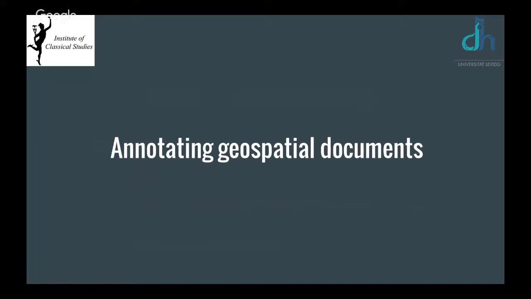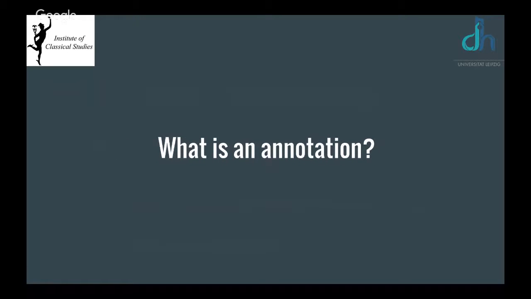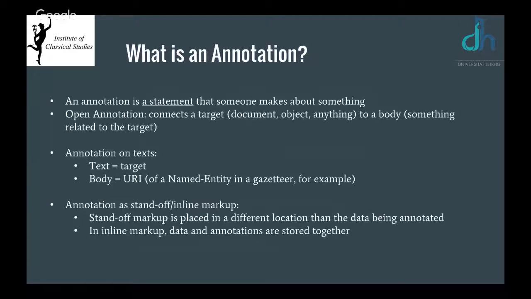And now let's go to annotating geospatial documents. First of all, let's clear up the landscape about the definition of annotation. What is an annotation? An annotation is basically a statement that someone, which can be a scholar, a student, anyone, makes about something, which in our case is a document. And it basically establishes a connection between a document, a source, whatever, an object, which is a target, and a body, which is something related to the content of the target. So it basically establishes a connection between a text and some kind of external authority, which can be a gazetteer, an authority list, an internal authority list, and so on.